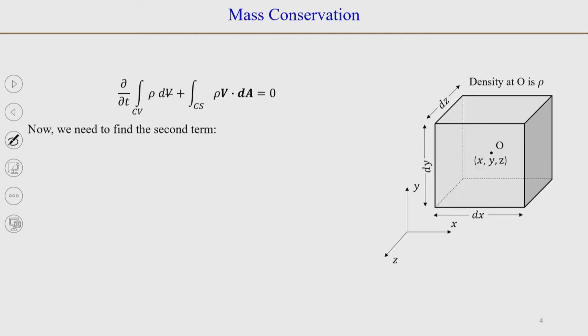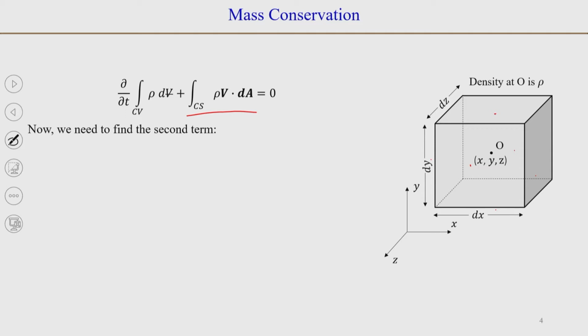Now, we will try to find out the second term, which is the area integral over the control surface. For this control volume, there are 6 faces in this cube: 1, 2, 3, 4, 5, 6. So, left and right faces along the x direction, as we can see, top and bottom faces along the y direction, and front and back faces along the z direction.